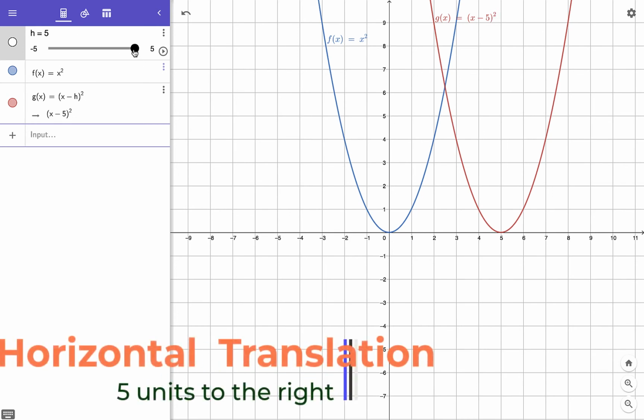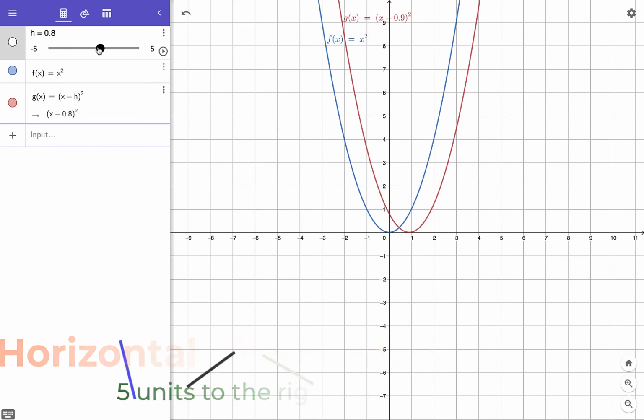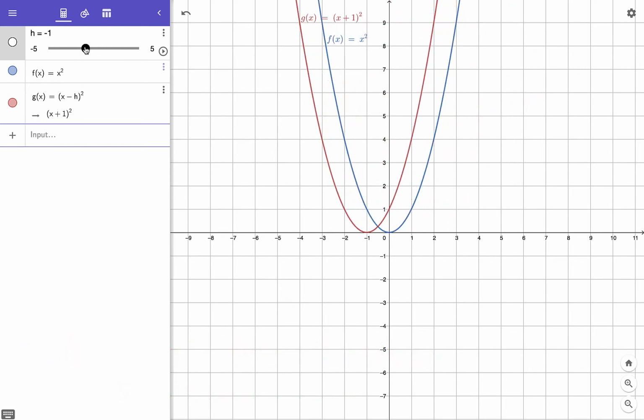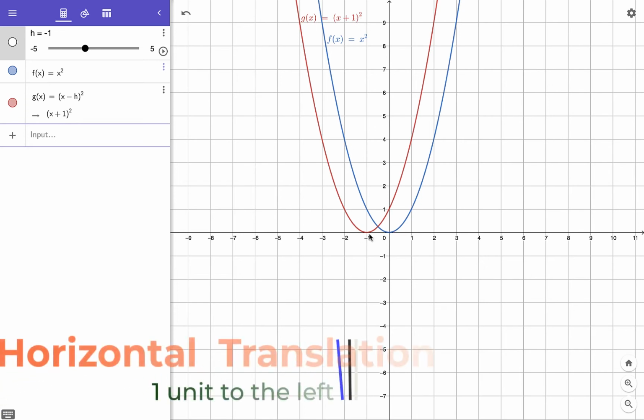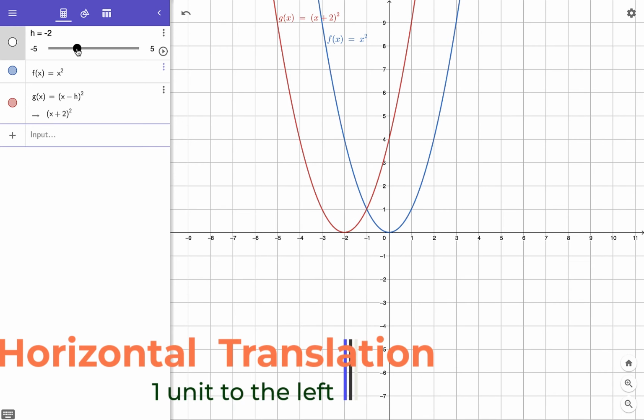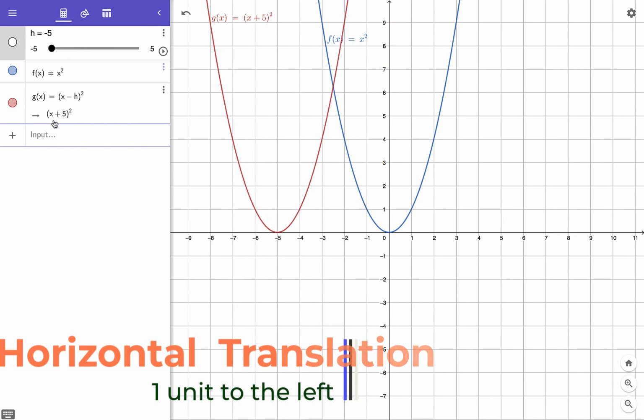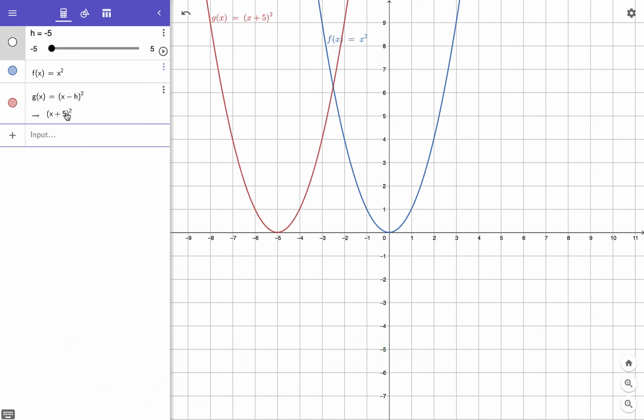If I take h negative, then it's a shift to the left. This is h equals negative 1. The equation is x plus 1 all squared, so this is 1 unit to the left. Okay, let's go to negative 5. Here the function is x plus 5 all squared, and this graph is the translation of the parent function 5 units to the left.